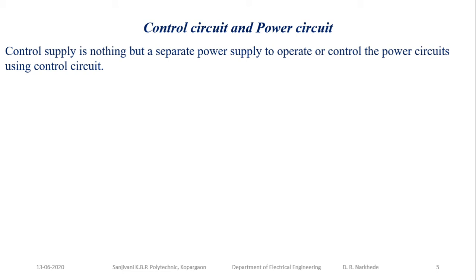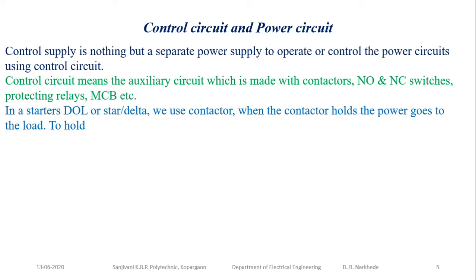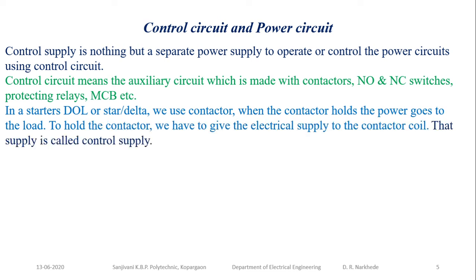And power circuit or power supply normally consists of 230 volts onwards single phase, and if it is a three phase, this is 400 volt, 600 volt or anything. Then control circuit means the auxiliary circuit which is made with the contactor, NO and NC switches, protecting relay, MCB, etc. In a starter, if you are going to take the example of the control circuit, that may be a DOL starter or star delta starter, we use contactor.